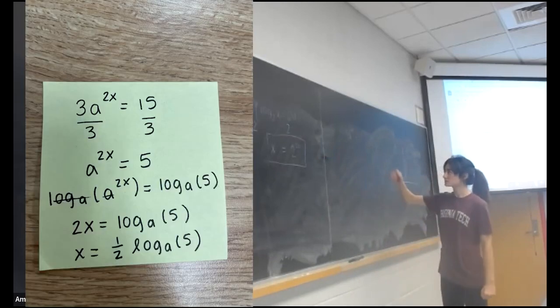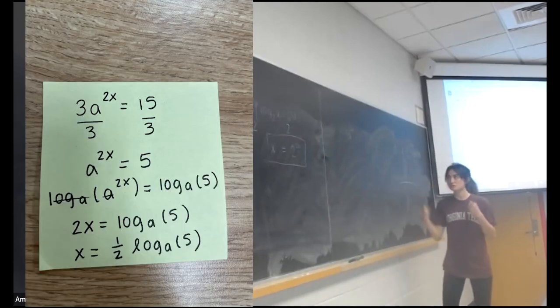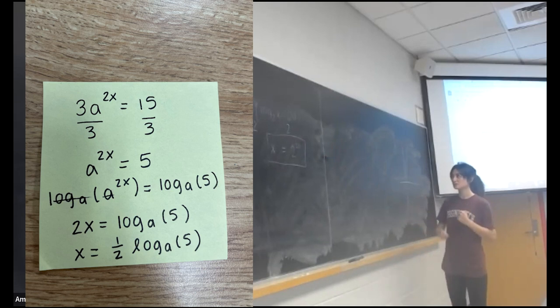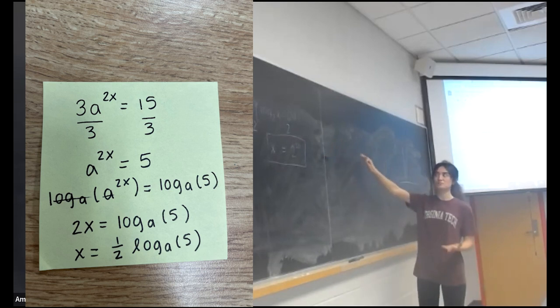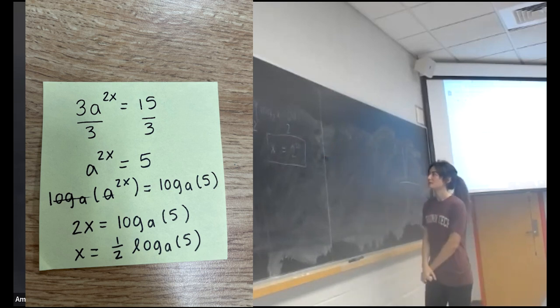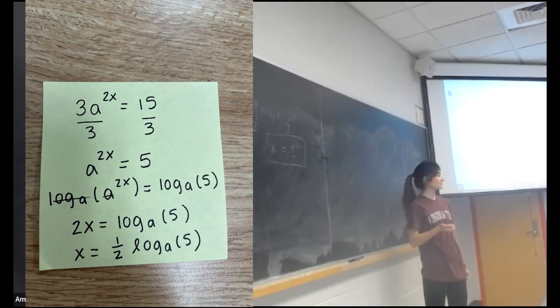Okay, let's go to the last one. This one says 3a to the 2x equals 15. We want to solve not for a, but for x, right? A is just the base of our exponent here. Okay. What did you guys do first here?